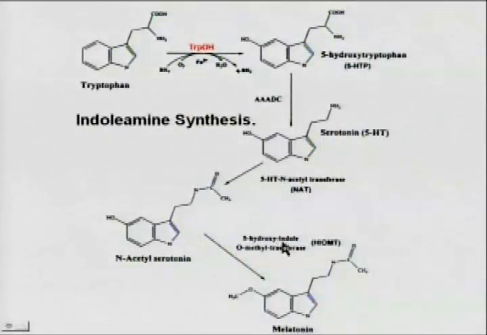And then 5-hydroxyindole O-methyltransferase, or HIOMT, will then convert N-acetylserotonin to melatonin. So the 5-hydroxyindole O-methyltransferase will methylate at the hydroxyl group on the 5-carbon of the phenolic ring. Hope you can remember all that.